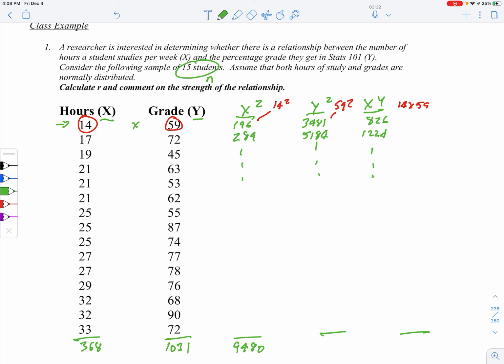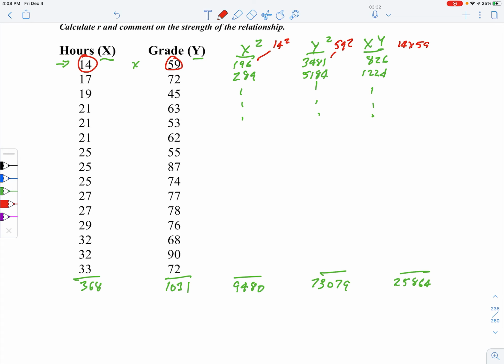The sum of the squared y values is 73,079. And then the sum of the xy's is 25,864. So the last thing I'm going to do here is just put in those symbols. So this is the sum of the x's. This is the sum of the y's. This is the sum of the x squares. This is the sum of the y squares. And this is the sum of the xy's.